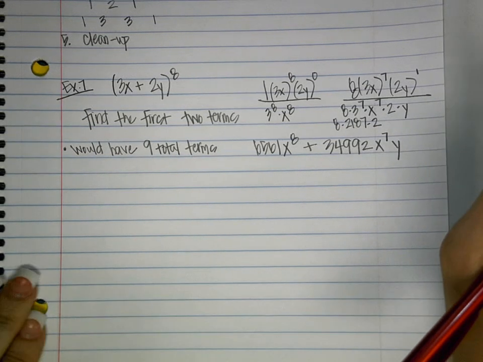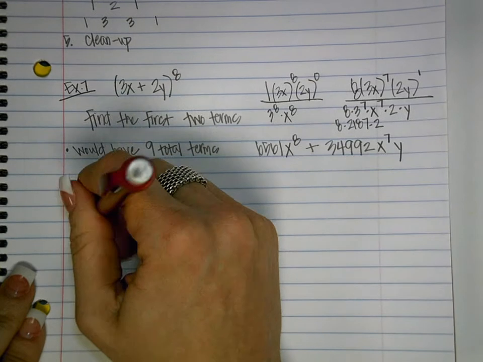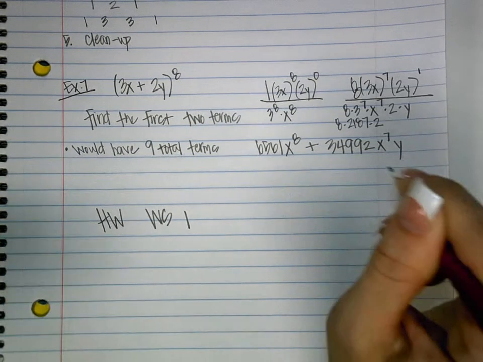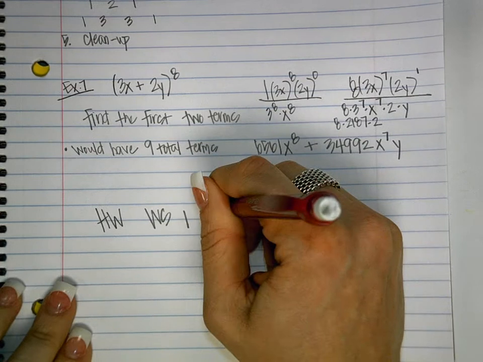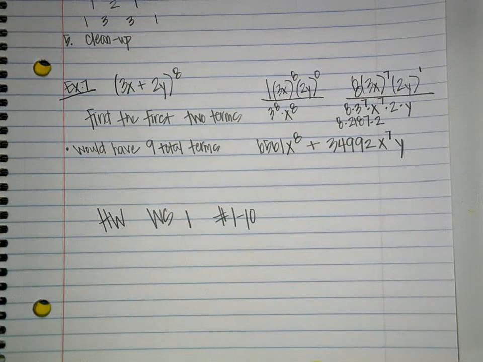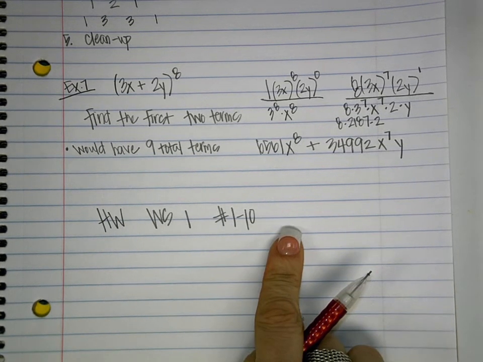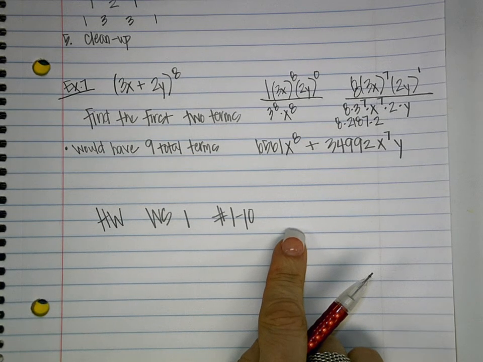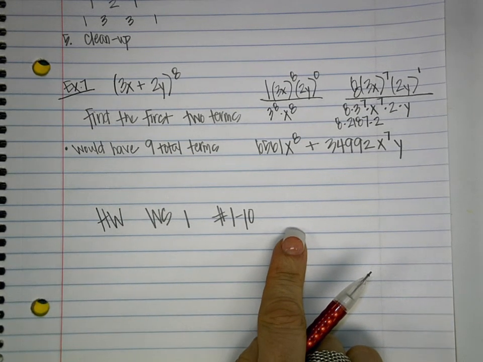Okay, now your homework for this is going to be worksheet 1 in your green packet. You're doing numbers 1 through 10. So there's only 1 through 10. Some of the questions are just simply asking how many terms are there. Okay? So it can be very simple. The rest, sometimes you're going to have to expand the whole thing. Sometimes you're just expanding a couple terms. Okay? So it's not going to be too terribly bad. Okay? Anyone have questions?